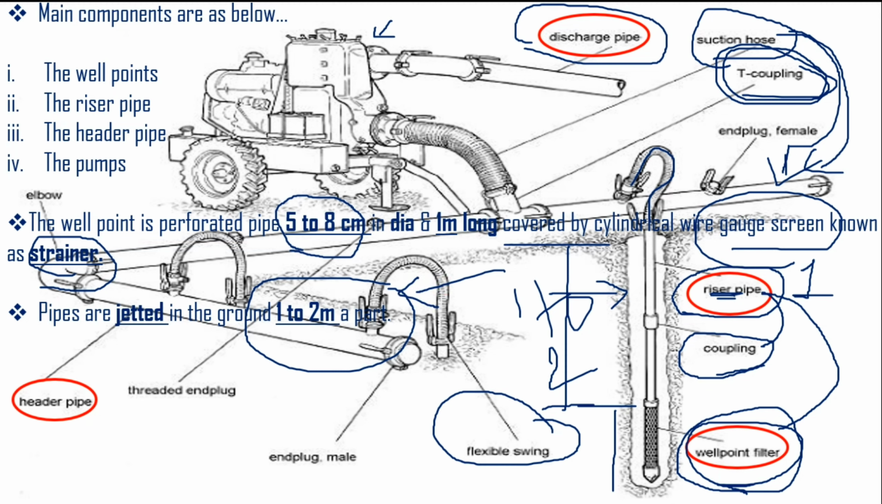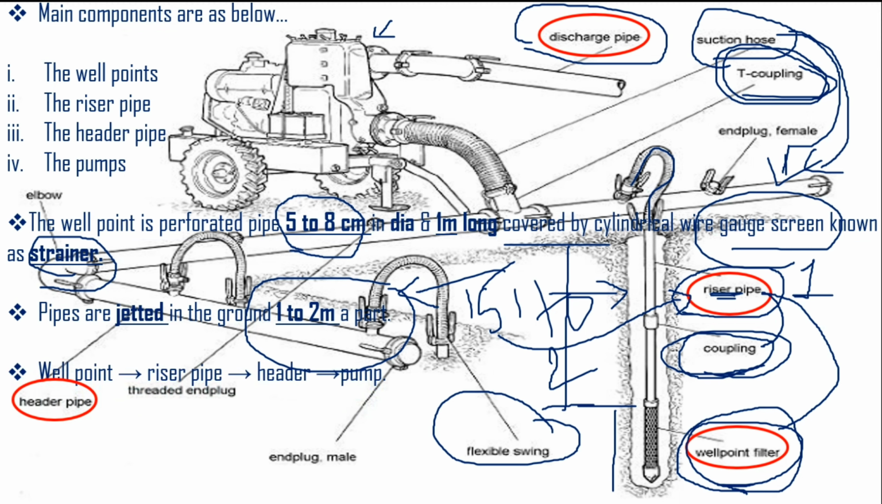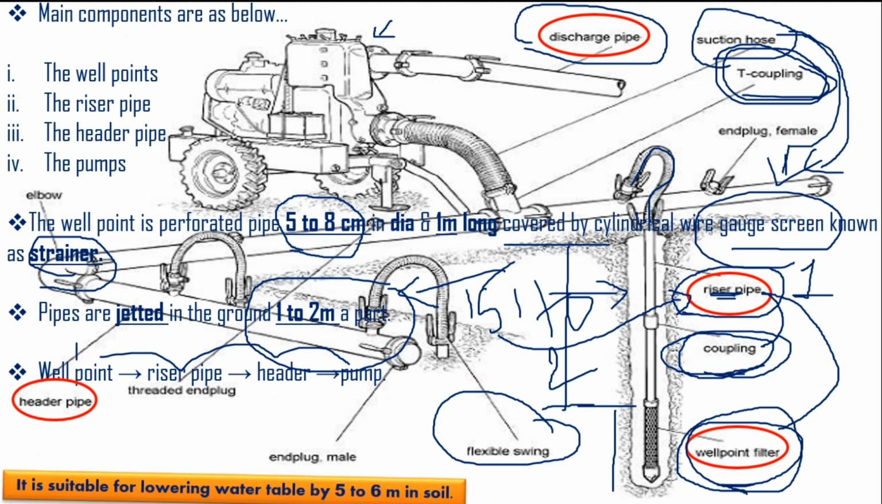Okay, so what we can understand is that it depends only on your site. But we have the solution. What if you need more than 50 meters? Then you require 50 riser pipes. Why? Because each riser pipe is 1 meter in length, and they are attached with the coupling. Okay, so this is the connection sequence. First the well point, then the riser pipe, then the header, then the pump, as we discussed earlier.